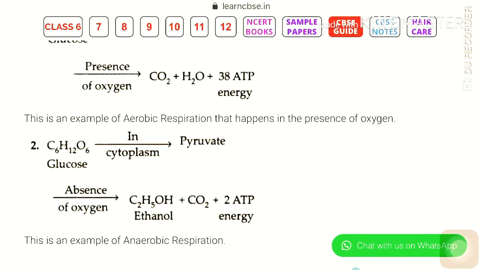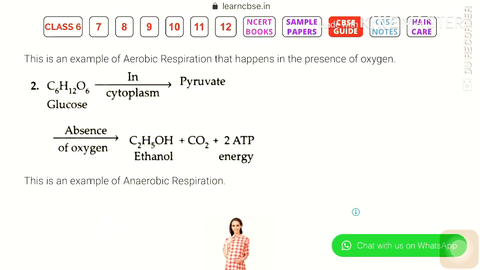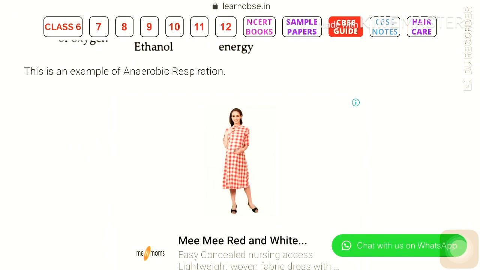In the presence of oxygen, if glucose decomposes to give energy and carbon dioxide, that is called aerobic respiration. And in the absence of oxygen, if glucose gets decomposed, then it gives ethanol, and that is called anaerobic respiration.